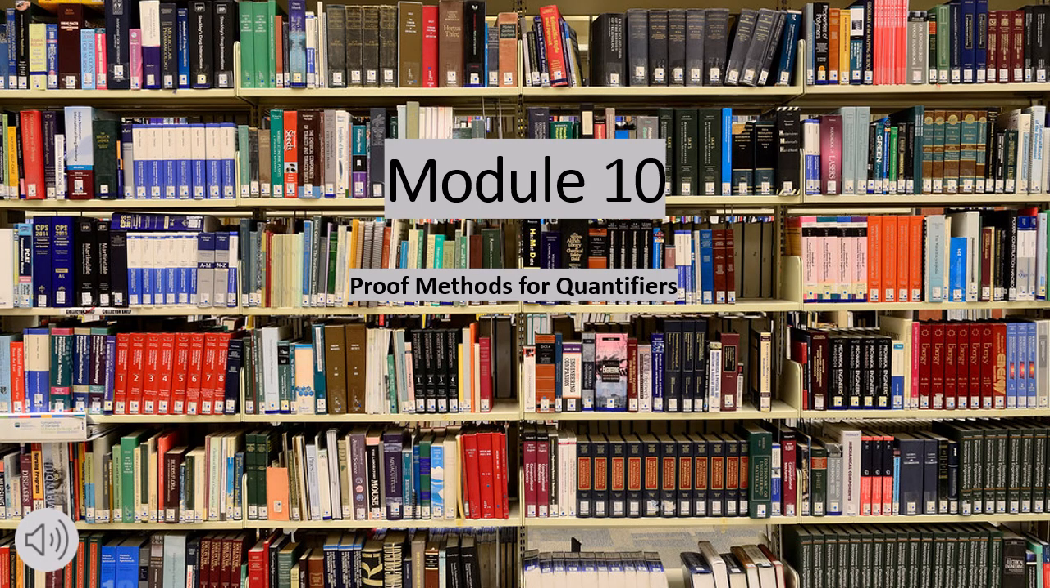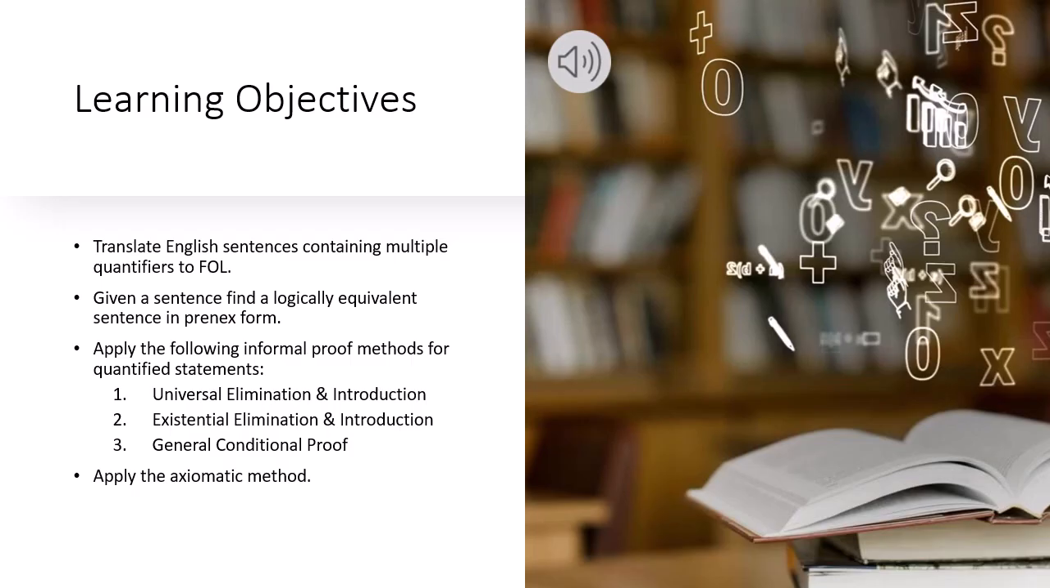Welcome to Module 10, where we are covering chapters 11 and 12 from the textbook, and we'll be mainly focused on proof methods for quantifiers. We've got four main learning objectives for this module. The first two come from chapter 11, and the second two come from chapter 12.